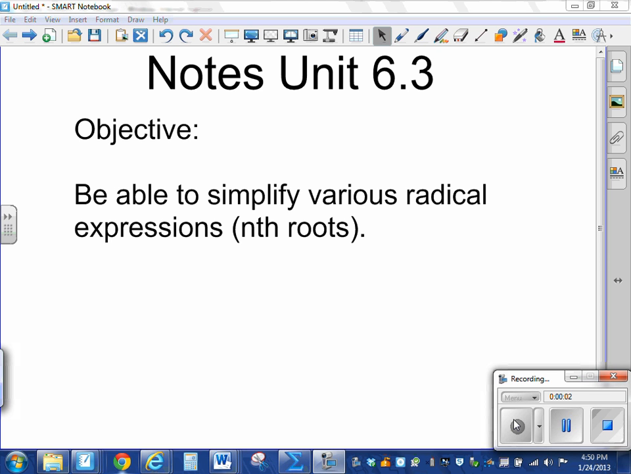Okay, so this is Notes Unit 6.3 for my Algebra 2 honors class. You guys wanted me to redo this so that you can see it, so I'm redoing it. Anyways, we have the objective of being able to simplify various radical expressions involving nth roots. So the main point today is that we're simplifying. We are not solving it. Solving will come around, but for now, all we're doing is trying to get it in simplest form.